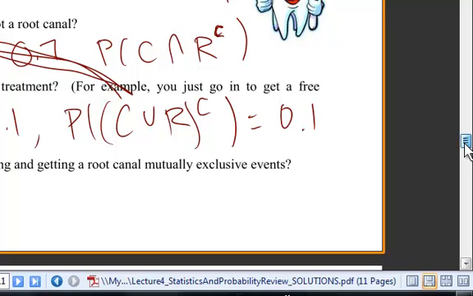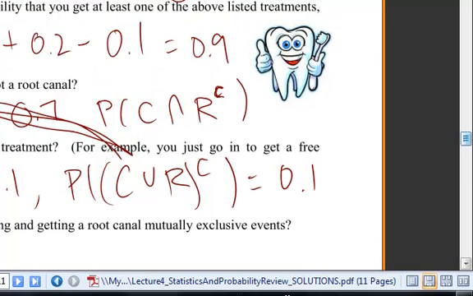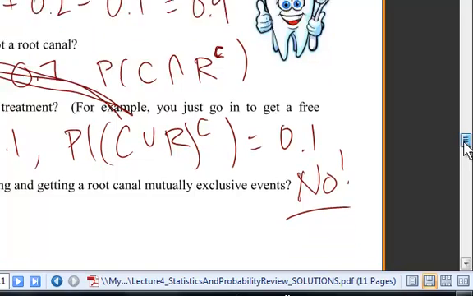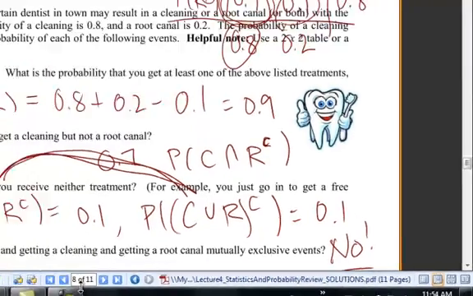And last question. If you go for an appointment, is getting a root canal and cleaning mutually exclusive? No, because you could have both done. Mutually exclusive would mean the intersection is empty, and it's not. So no, both could happen. I doubt it in today's age that you'd have to have both at the same time, but it could happen. I think I'll end it there. So there's the probability of the union of two events.